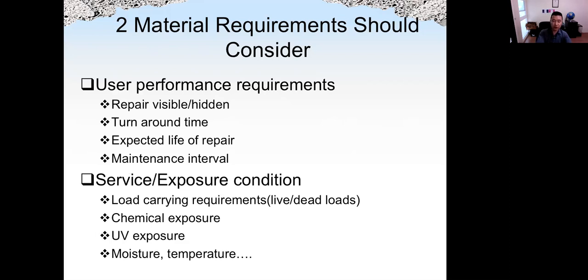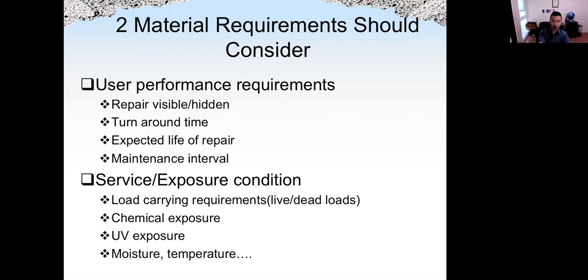So material requirements should also consider user performance requirements. This is from the side of the owner. For example, whether the repair should be visible or hidden, how fast you want to finish the repair job, the turnaround time, the expected life of the repair, how long you want the repair to last, and also the maintenance intervals. So how often do you want to do the repair? And also service and exposure conditions.